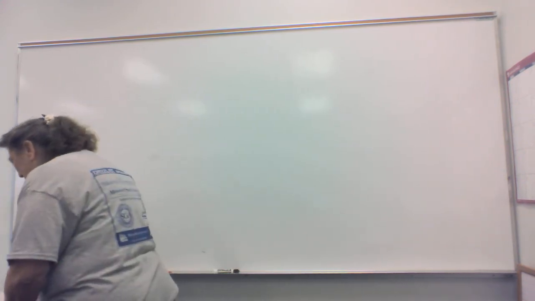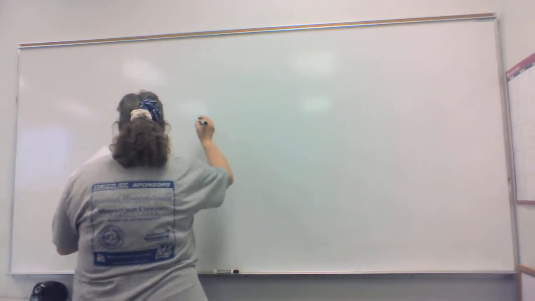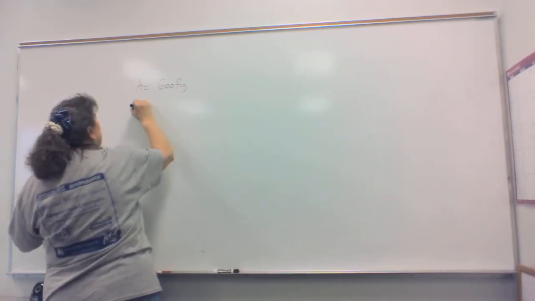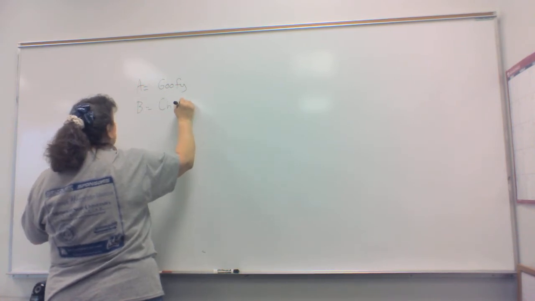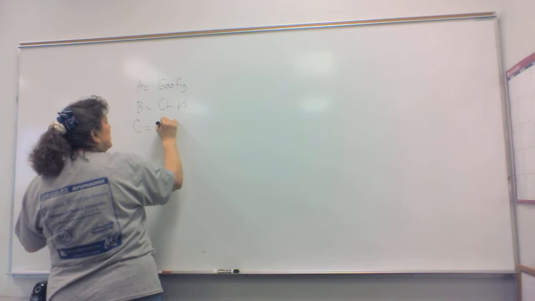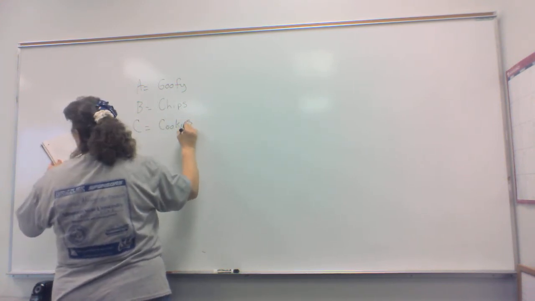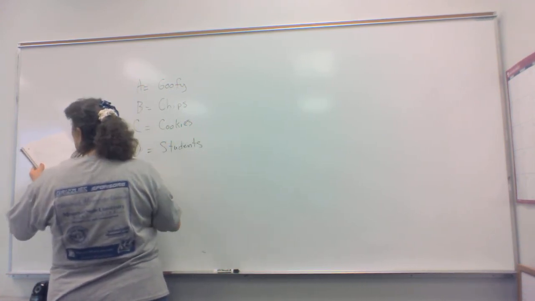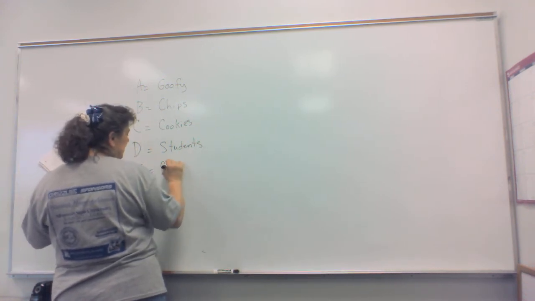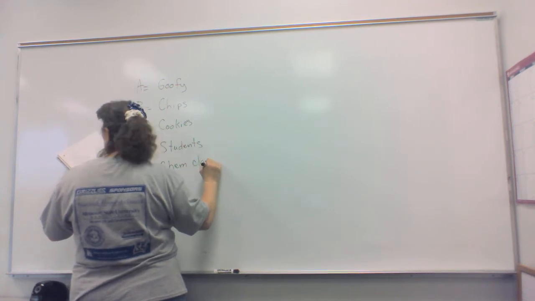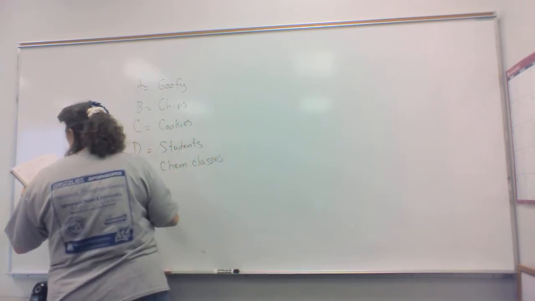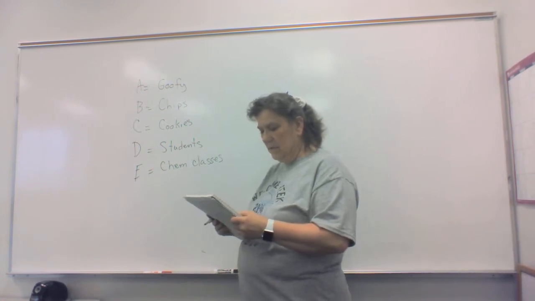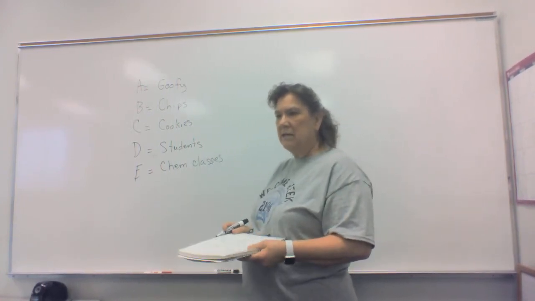So if we look at this, first of all, there are several things going on. A, we've got goofy students; we're going to make students goofy. B, it's going to take chips to make them goofy, chocolate chips. C, we've got cookies that we're dealing with. D, we have students, the total number of students, and students per class. And E, we have chemistry classes. Students and goofy are almost the exact same thing. So what are the equivalencies that we have in this information?